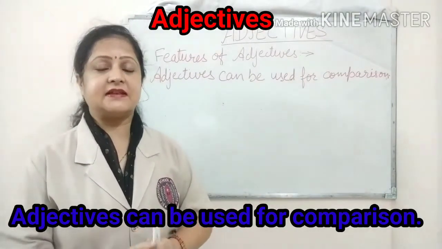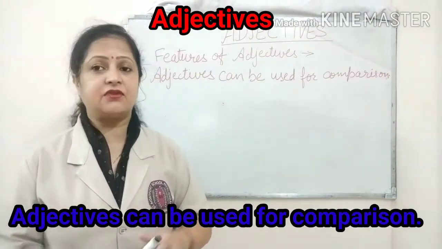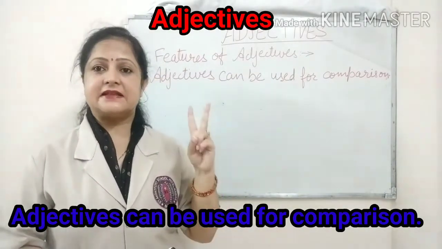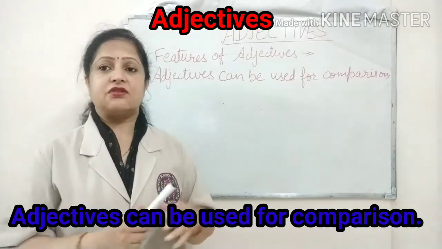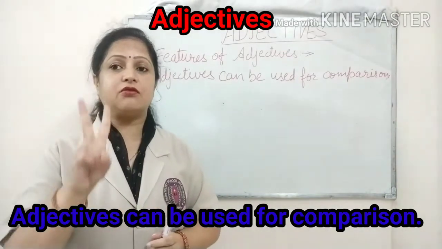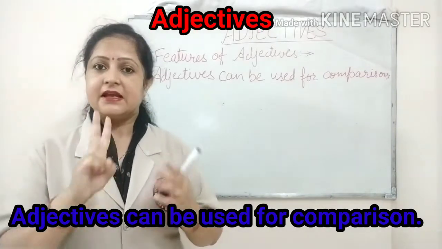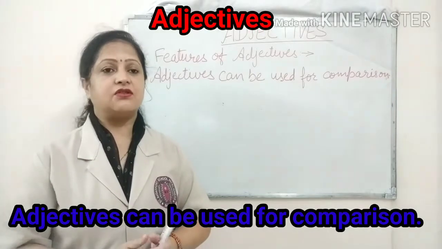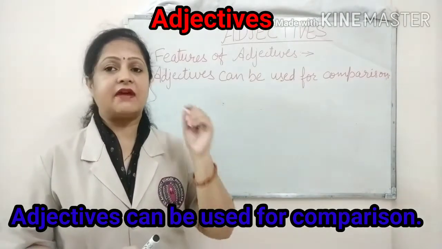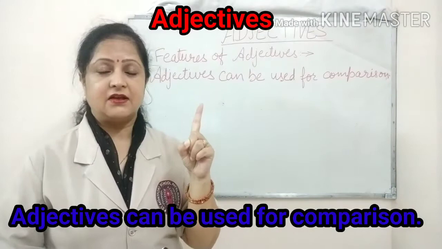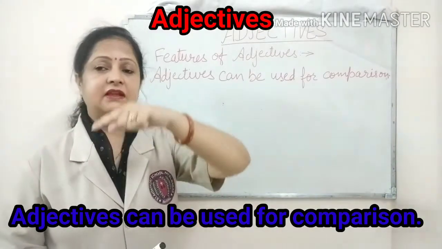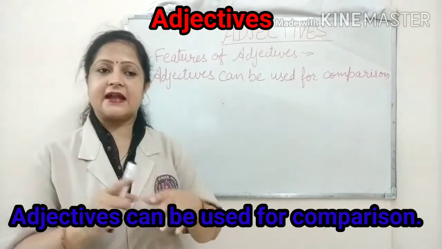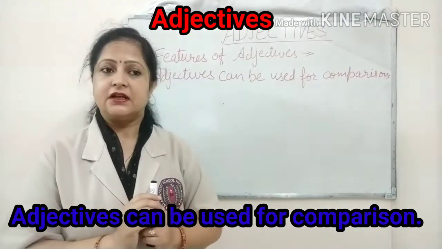For making comparison, we have two forms of adjective, two degrees of adjective. One is the comparative degree and the second is the superlative degree. So when we make comparison between two people or two things, in that case we use the comparative degree of adjective. When we compare one person or one thing with many other things or a group of other things, then in that case we use the superlative degree of adjective.